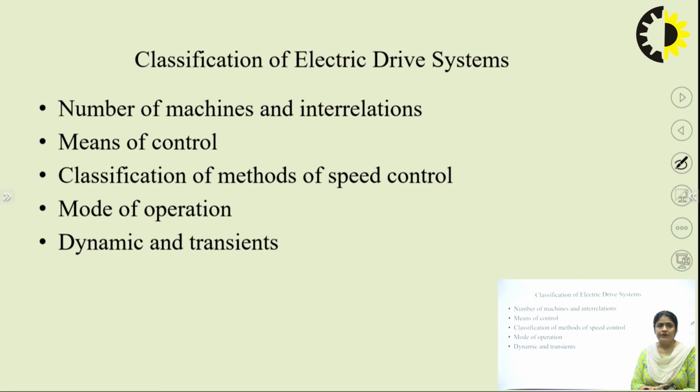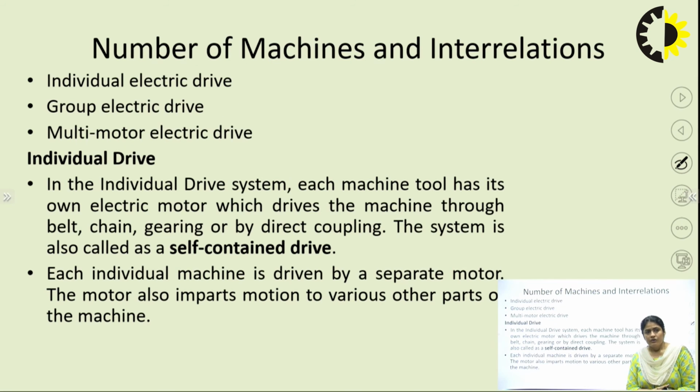Now come to the classification of electric drive systems. There are a number of machines and interrelations, means of control, the classification of methods of speed control, mode of operation, and the dynamics and transients. According to the number of machines and interrelation, it can be divided into 3 types: individual electric drive, group electric drive, and multi-motor electric drive. In the individual electric drive, each load requires a separate motor.